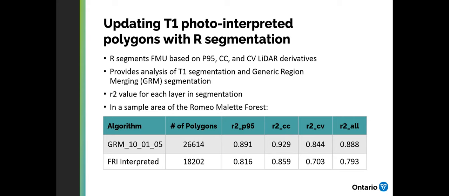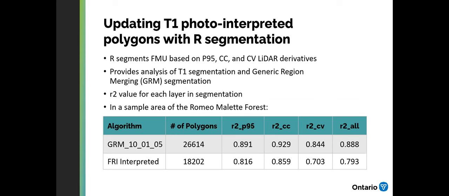The general region merging segmentation algorithm appears to be working very well out of the different segmentation algorithms that were evaluated. And stay tuned, he'll have a paper that hopefully is published soon that will highlight some of the key aspects of this project. But nonetheless, what we found was some really interesting results in terms of comparisons between the photo interpretation on this particular study site and the general region merging algorithm. I don't want to steal all his thunder, but essentially we've seen this as a useful tool to assess some of the photo-interpreted polygons against the LiDAR data.